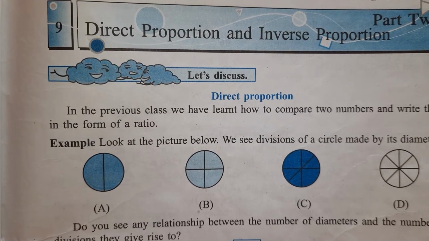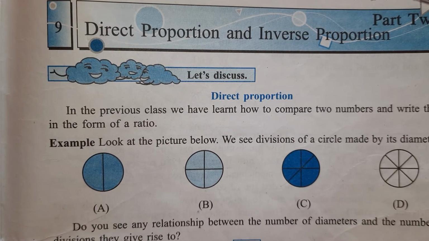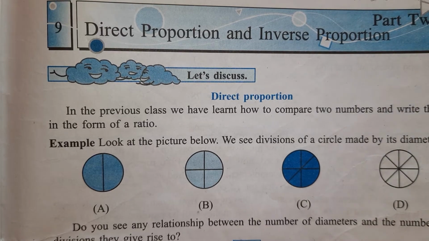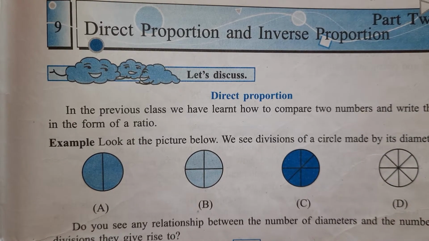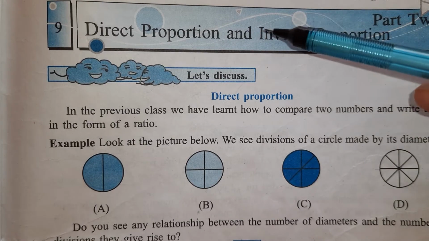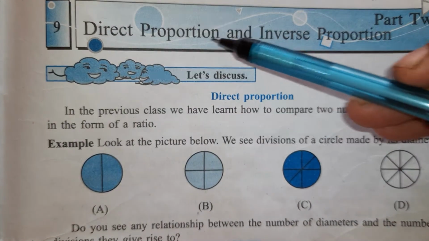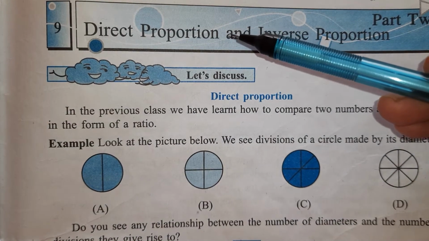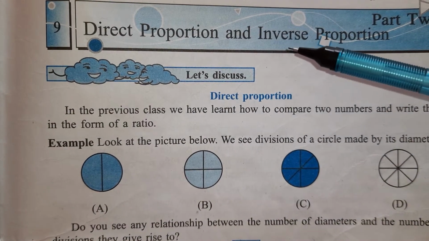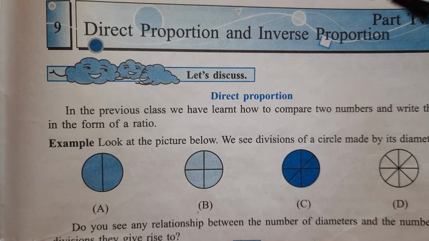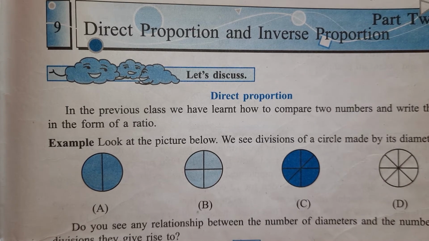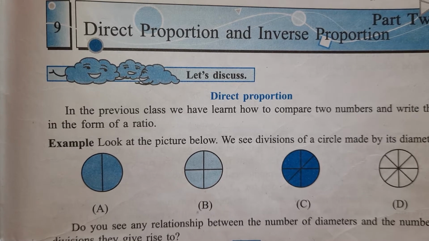Hello students, today we are going to begin with the topic direct proportion and inverse proportion. In this we are first going to study what is direct proportion. Now proportion means what? Proportion means relation between amount of two things or two quantities. The relation between any two quantities is called as proportion.